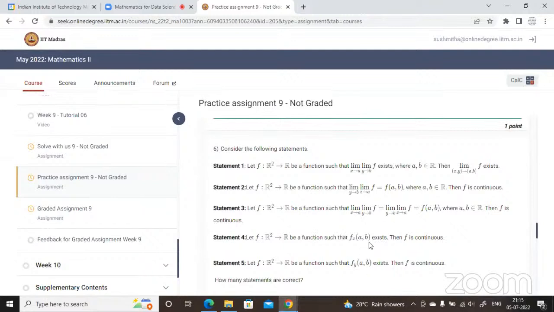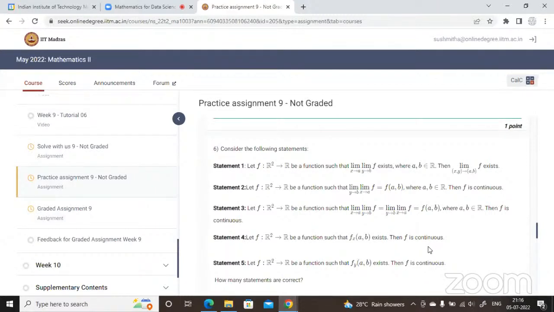Where none of this holds. In one-variable calculus, differentiability implies continuity. But here, the existence of partial derivatives does not imply continuity. There is a notion of differentiability which will come in week 11. There you will see differentiability implies continuity, but the existence of partial derivatives doesn't guarantee that the function is continuous.